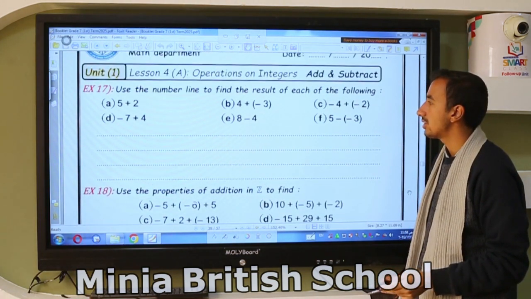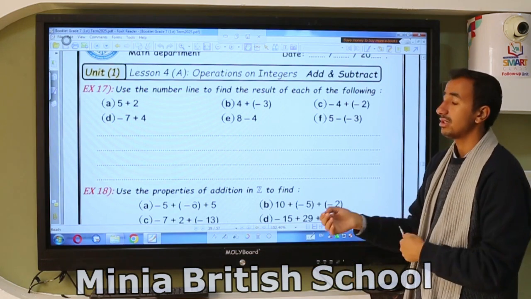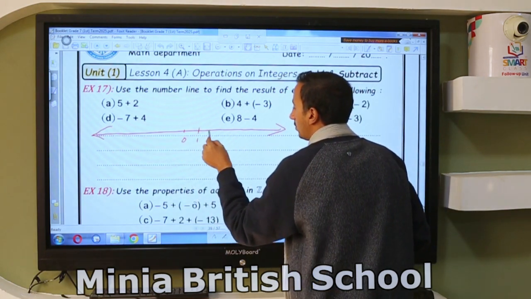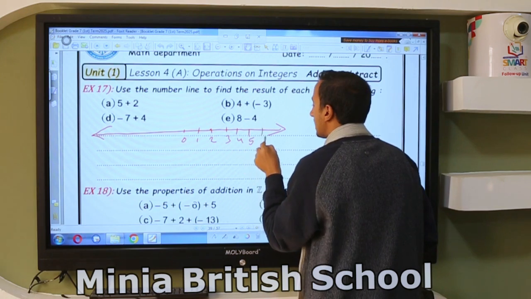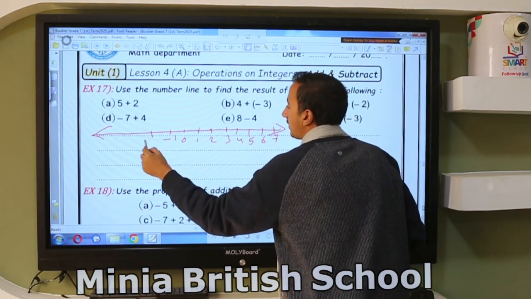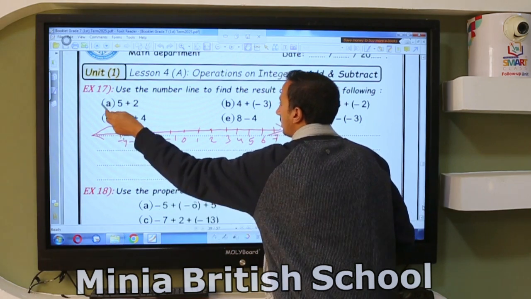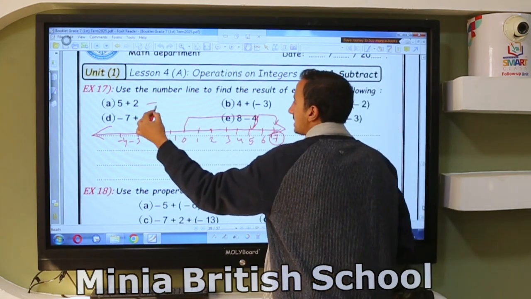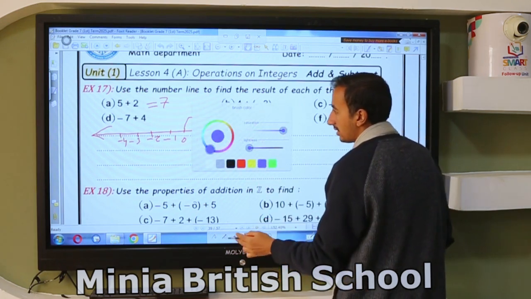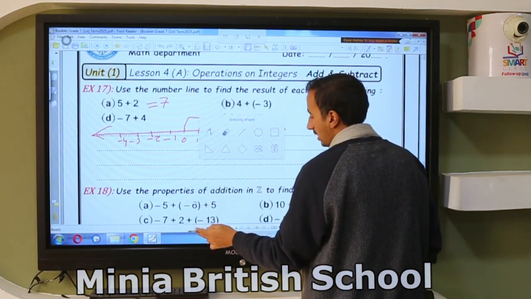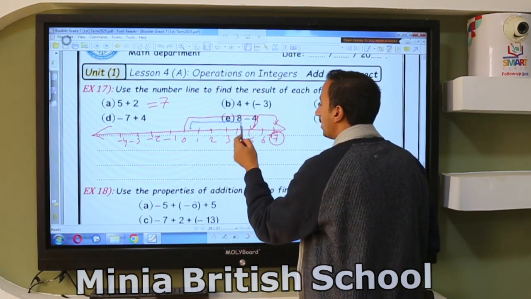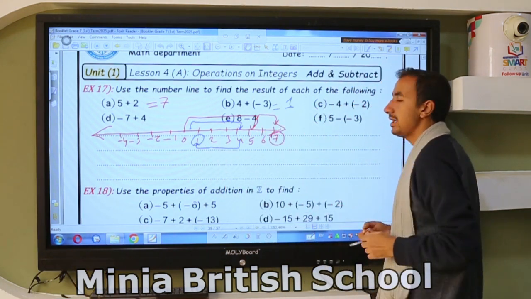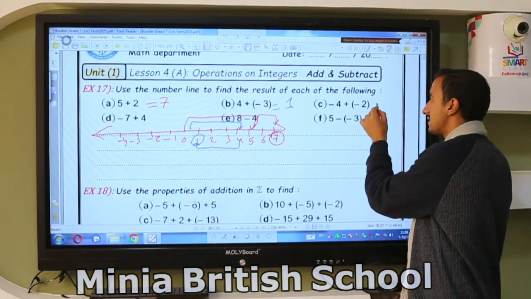Lesson 4, operation on integers: adding and subtracting. You can make the number line here: 0, 1, 2, 3, 4, 5, 6, 7, negative 1, negative 2, negative 3, negative 4, and so on. Take letter A from 0 to 5, it means 5 plus 2, it will be 7. Letter B, 4 plus negative 3, minus 3: 1, 2, 3, the answer will be 1. Okay, letter C, negative 4 plus negative 2, it will be negative 6.